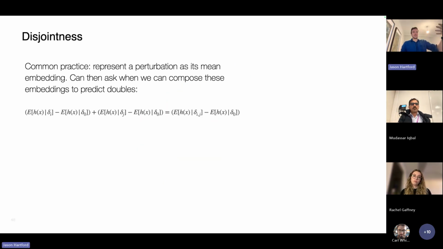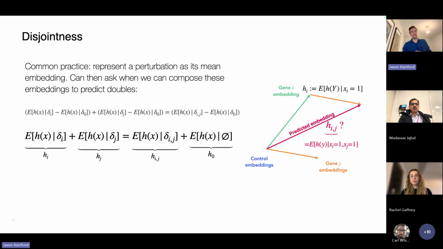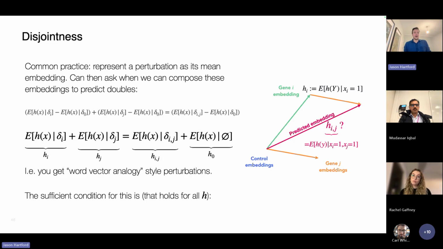As I said, a very common practice in this case, of which the additive model was an example, is to represent a double perturbation as the sum of single perturbations. So I'm going to represent this IJ embedding as the sum of the averaged perturbation I and the average of perturbation J, always centered by the control average. If you just do the algebra, you get this relationship over here. So you get this word vector style analogy, like man is to woman, king is to queen, which is common in NLP as well.